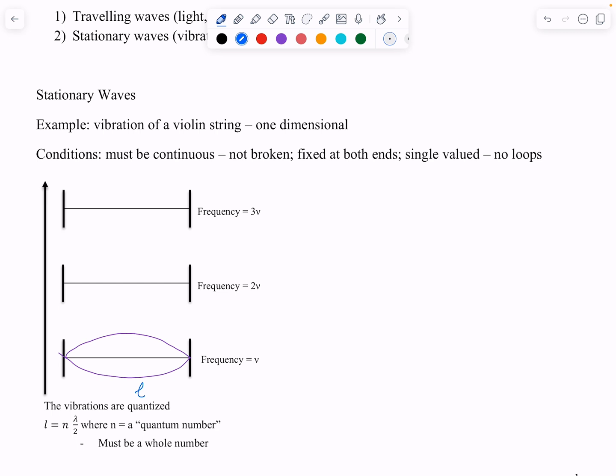We can do it where it comes up, something like that, and then the mirror image, where you have 2 wavelengths. Or it could be even 3 wavelengths. I'm going to try to draw this one.